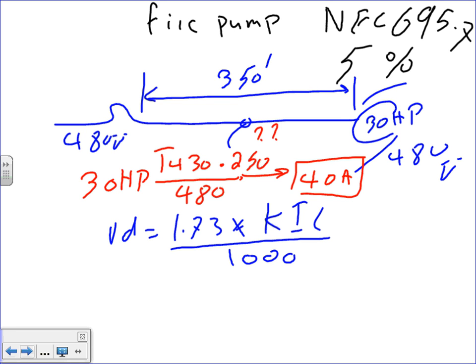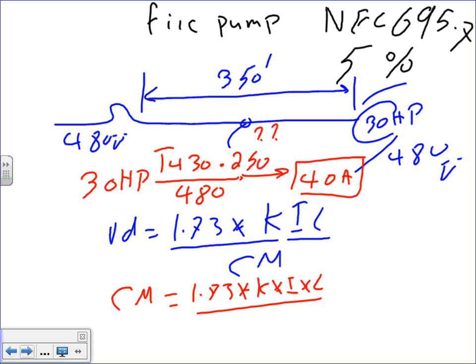The conductor that we need is copper. We need a conductor, a copper, no, 1,000 over CM, sorry. Circular mill. So we need to flip this formula, like you guys have done many times in the past. Flip it. It becomes 1.73 times K times I times L divided by voltage drop. Let's start.